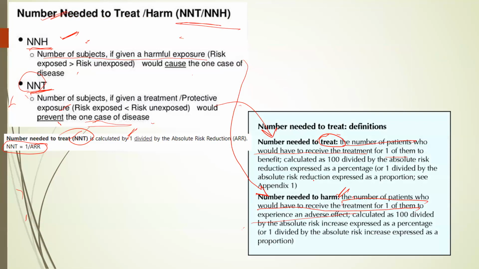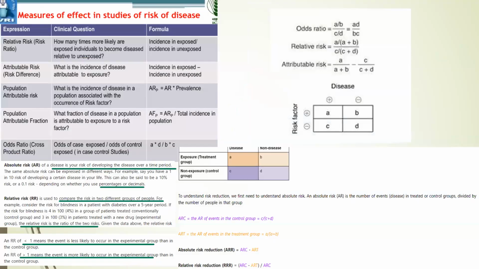Now another way to calculate the number needed to treat is 100 divided by the absolute risk reduction expressed in percentage. If you do your mathematics, it's going to come back to 1 divided by absolute risk reduction. Okay. Now, generally absolute risk reduction will be mentioned.